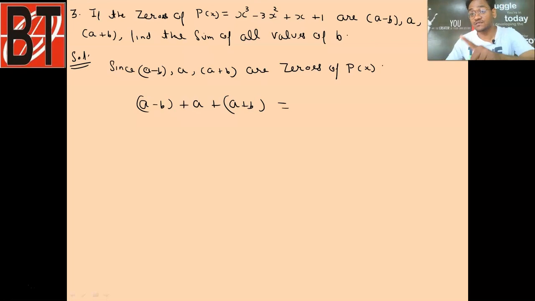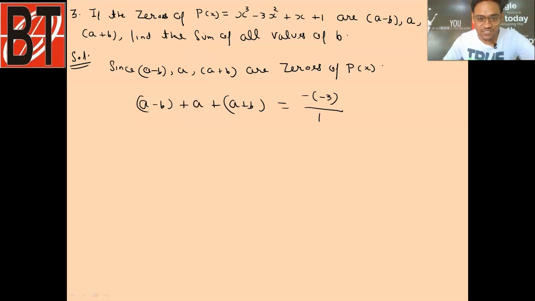Now don't get confused with b. The b I am using here is the coefficient of x square. You can check, the coefficient of x square is minus 3, so minus b, and the coefficient of x cube is plus 1. Don't get confused with this b. This b is given in the question as part of the zero. a minus b complete is a zero. a is another zero, and a plus b is the third zero.